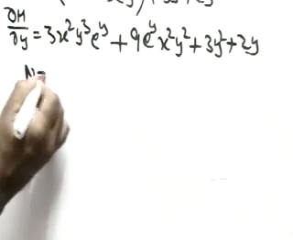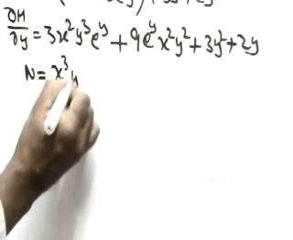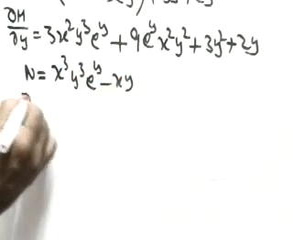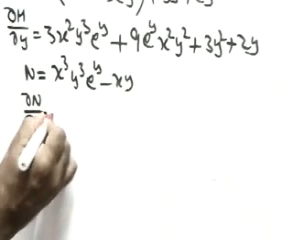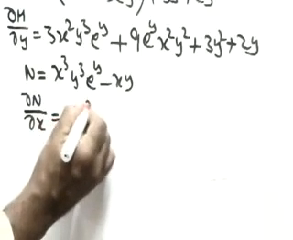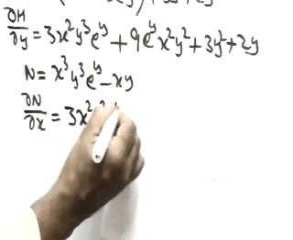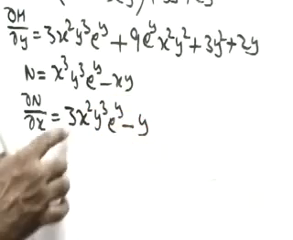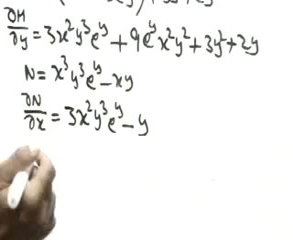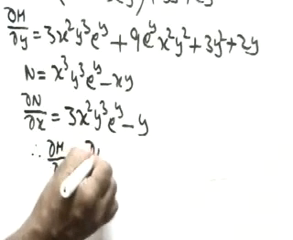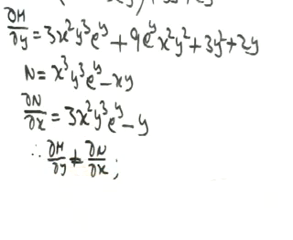Now let me see what is N. We are having N equals x cubed y cubed e power y minus xy. Now let me find ∂N/∂x, with respect to x. So x cubed will be 3x squared. So this will be 3x squared y cubed e power y. D by dx of x will be 1, 1 into y will be y. Now these two are not equal. Therefore we can say that ∂M/∂y is not equal to ∂N/∂x. So it is not exact.